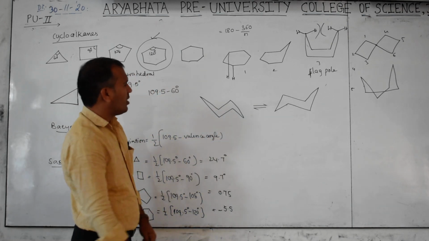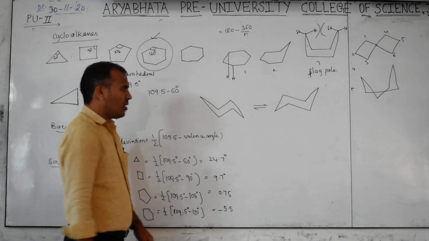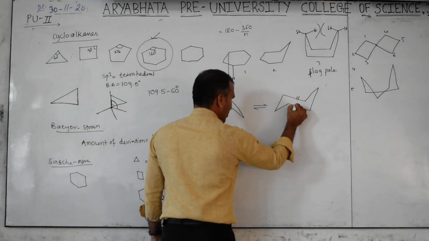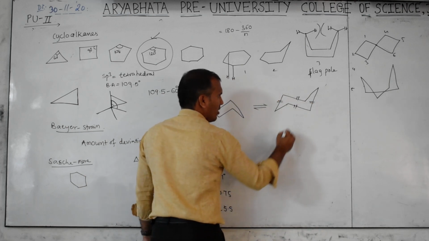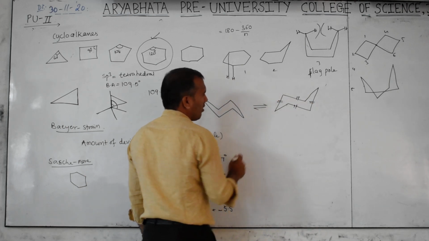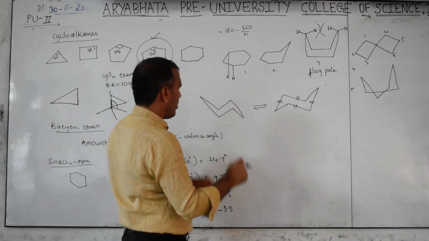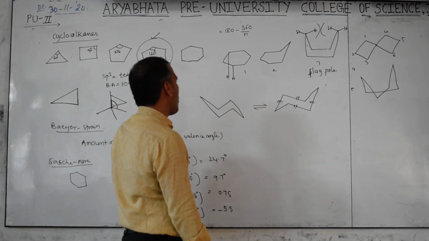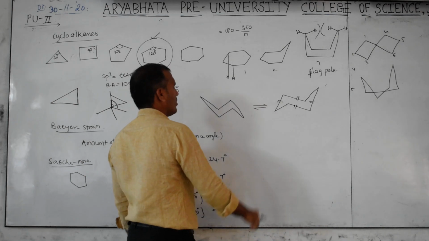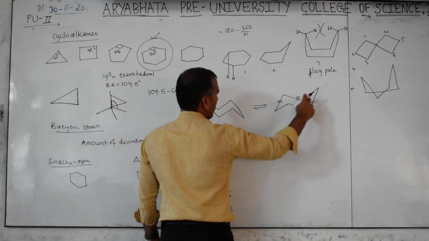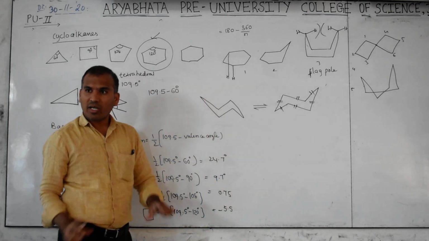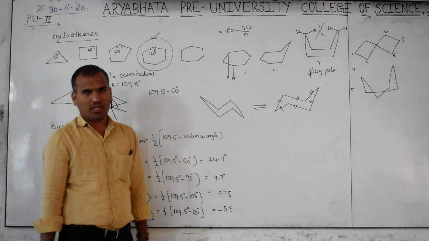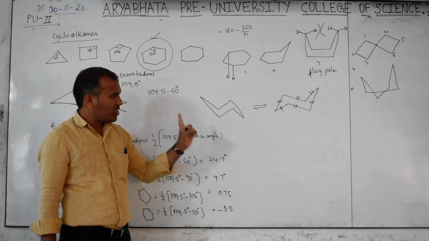Both are chair form. These two are parallel, then these two are parallel. Then where? Parallel. Another one? These two are parallel like this here also. But equal in all bonds are equal. Got the point? This is a chair form.